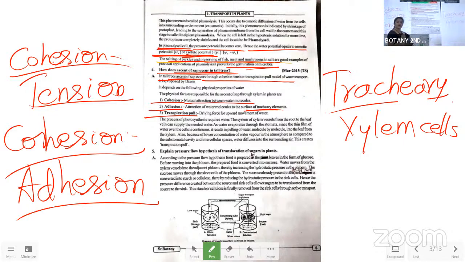Don't go with the kiddish words again. Say water transporting tissue. Don't go with the kiddish sentences. If you write kiddish sentences, we won't give you full marks. Why should we give? You are in second year. You should know how to use the words, isn't it? So use the proper words over here. At least right now, start learning. There is no chance left for you now. You have to use the proper words.